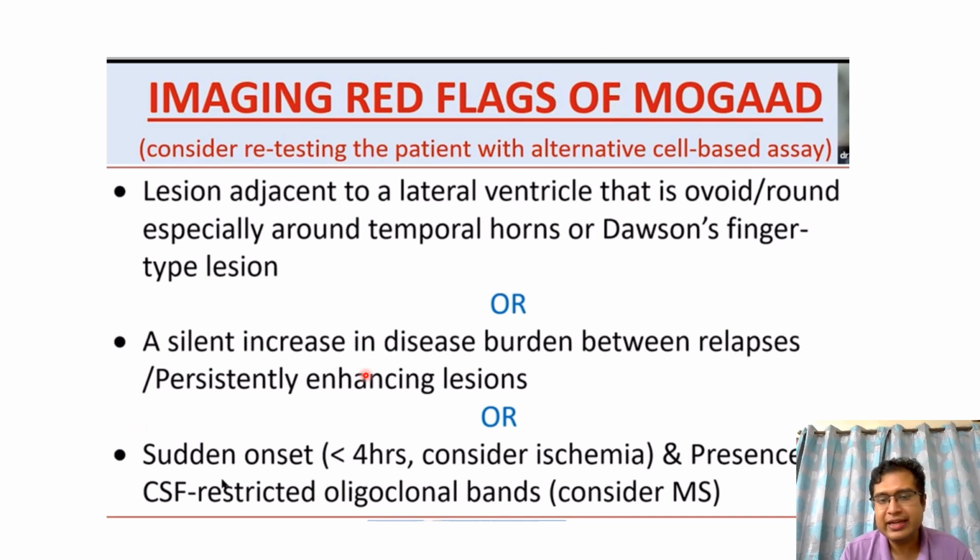A silent increase in the disease burden between the relapses or persistently enhancing lesions is not a feature of MOGAD. MOGAD completely resolves after a severe episode. With sudden onset of symptoms, that is within 4 hours, you have to consider other diagnoses like ischemia. And with the presence of oligoclonal bands in the CSF, you have to consider MS as a diagnosis rather than MOGAD.